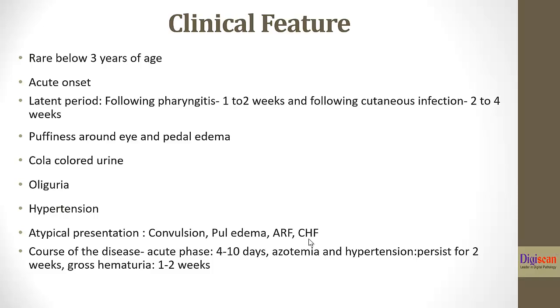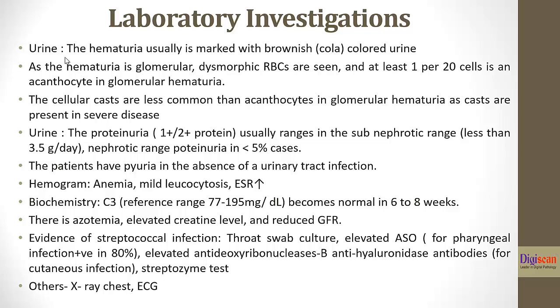The course of disease is that acute phase lasts for 4 to 10 days, azotemia and hypertension persist for 2 weeks, gross hematuria persists for 1 to 2 weeks. Now the various laboratory investigation and their results. On doing a urine analysis, we may observe hematuria. Usually it is marked with brownish or cola colored urine. As the hematuria is glomerular, dysmorphic RBCs are seen and at least 1 per 20 cells is an acanthocyte in glomerular hematuria.